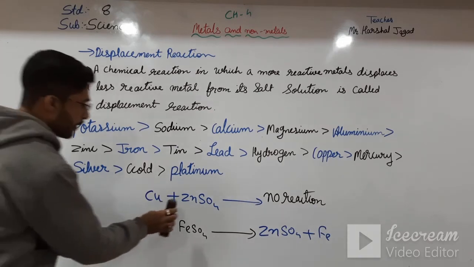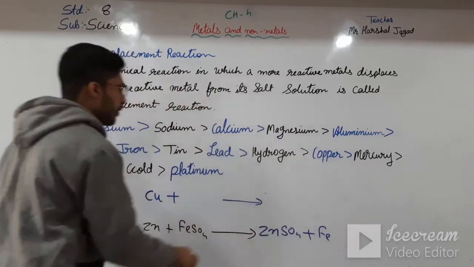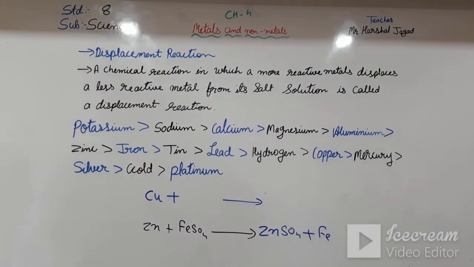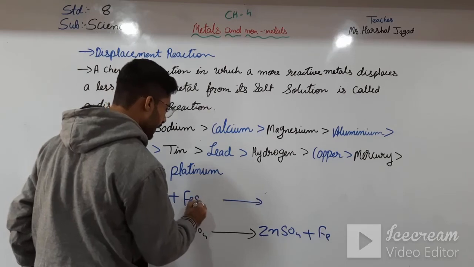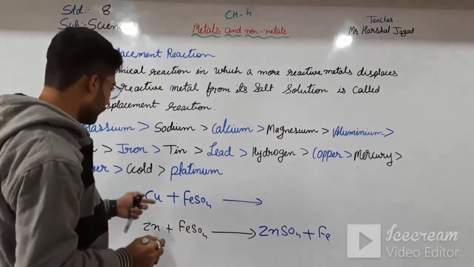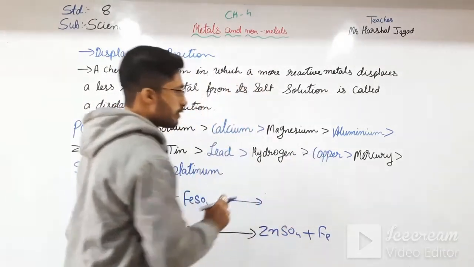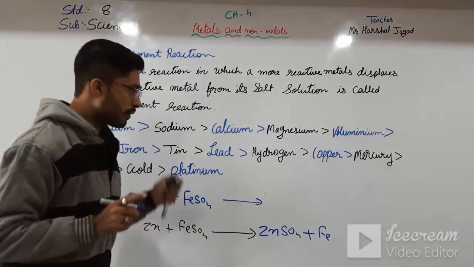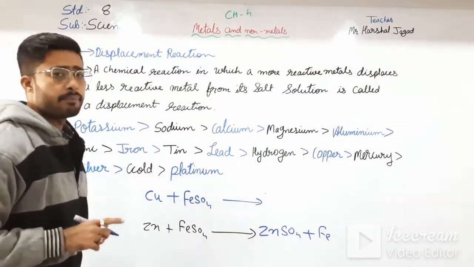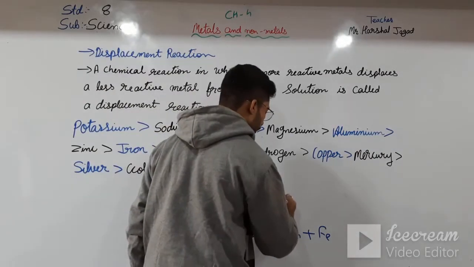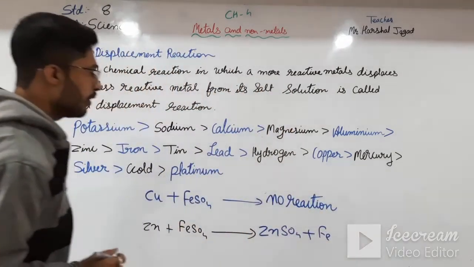See here, another example is also given, that is copper plus iron sulfate, Cu plus FeSO4. So where is first of all iron? Iron is over here, you can see. And where is copper? Yes, it is over here. So which one is more reactive? Iron is more reactive than the copper, so it will not be replaced by the copper, so there will be no reaction.